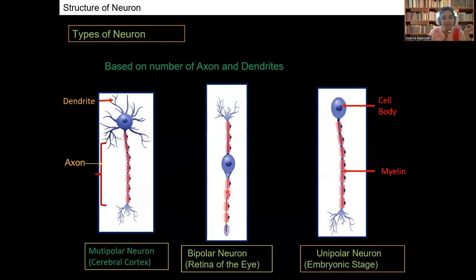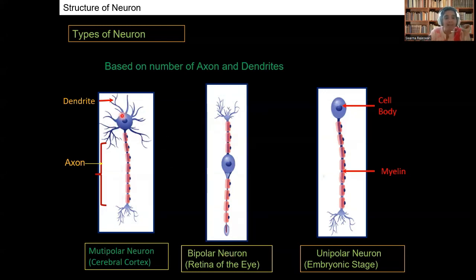When we see the bipolar neuron, here two processes are arising from this cell body. So this is called as bipolar neuron. We can say two processes or two branches are arising from the cell body. So it is called as bipolar neuron.